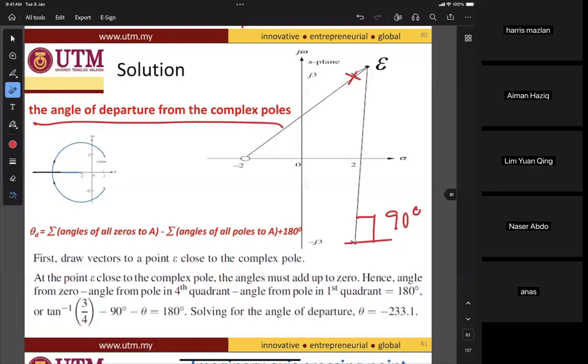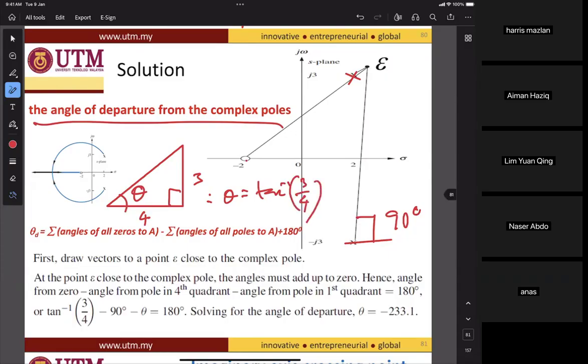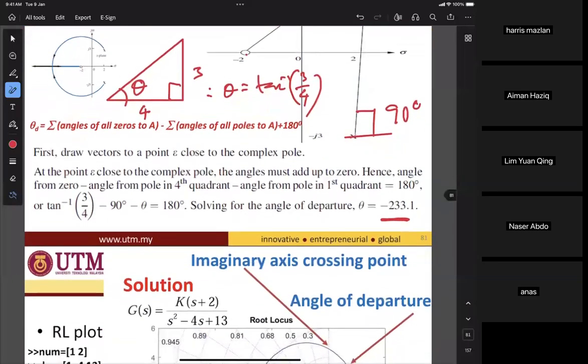And -2 here, you have to use this point. This one is 3, this one is 4. Okay, the angle is, say, theta. Theta is arctangent 3/4. And then find the remaining here. So it is minus 233.1 by using the formula.